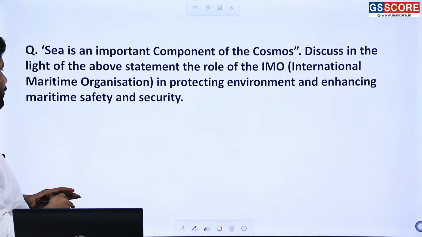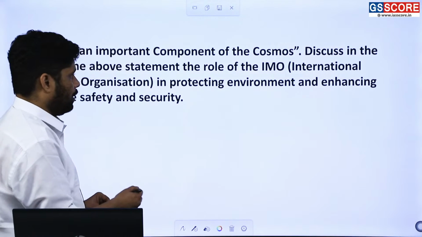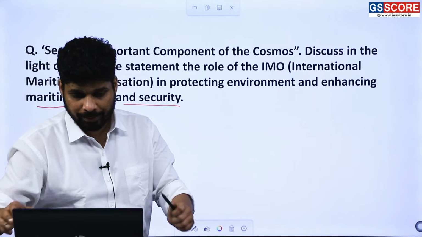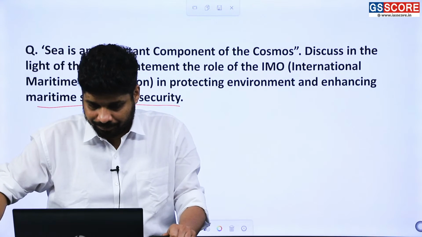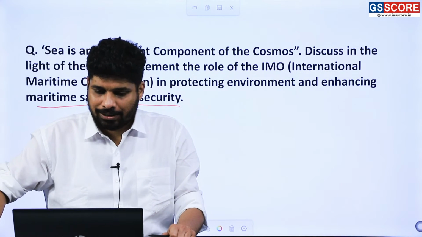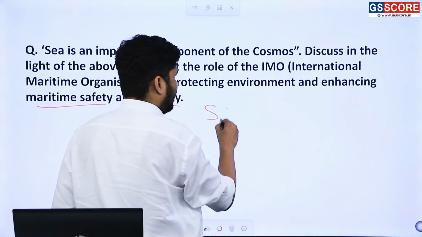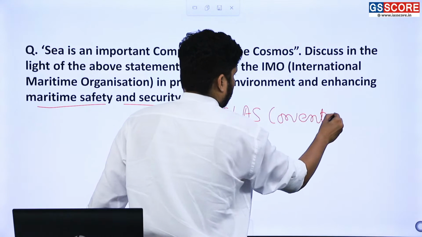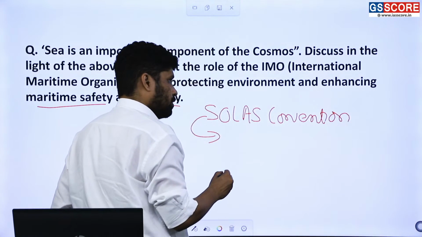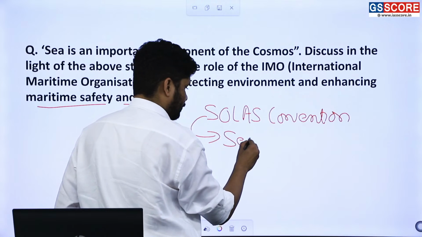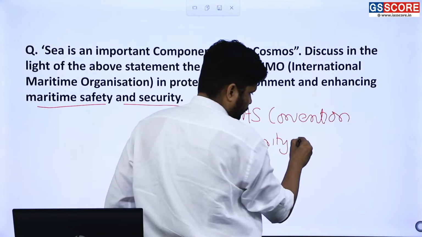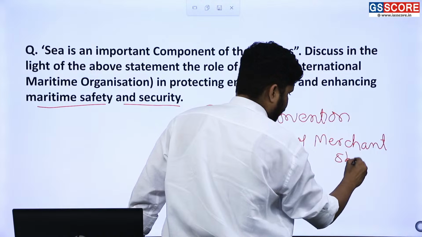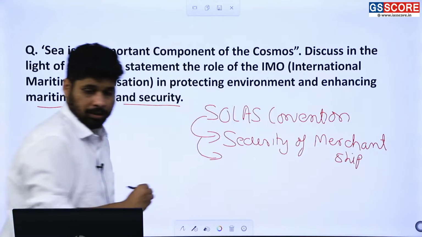अभी तो हमने environment पे focus किया ना. We can also write about how maritime safety and security will be taken care of. So SOLAS convention, what does it look into? This is again an initiative of IMO. What does it look into? It looks into security of merchant ships.